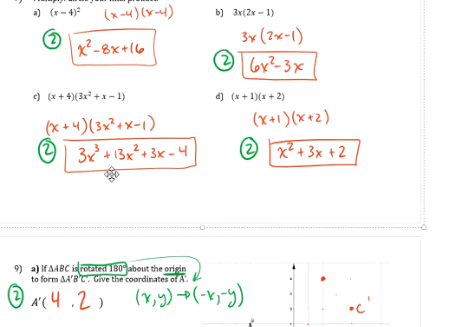When I went down and found all the areas in each of those rectangles in the generic area model, I combined like terms, and I got 3x cubed plus 13x squared plus 3x minus 4. Question D is x squared plus 3x plus 2.